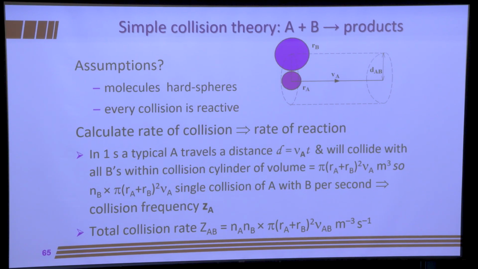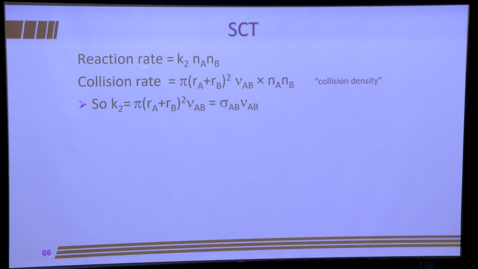So the reaction rate is equal to K2 times the number of moles of A times the number of moles of B. And the collision rate is equal to pi times (RA plus RB) squared times nu AB times the number of moles of A times the number of moles of B. So for reaction rate, as I said earlier, if we have A and B, it's the concentration of A times the concentration of B. The reason we can use concentration is if we have unit volume.